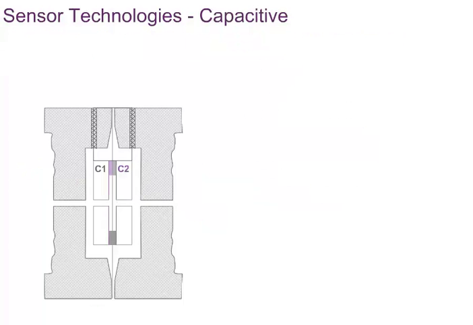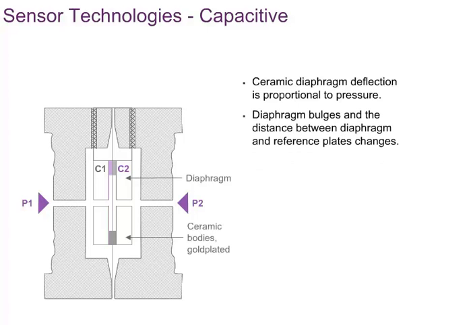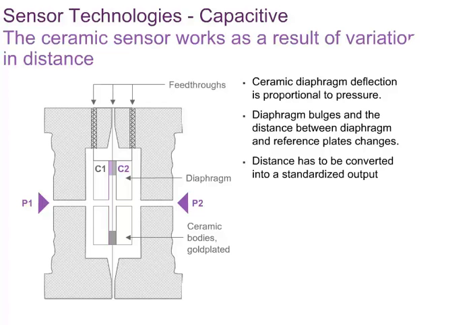The capacitive sensor is generally characterized by a ceramic diaphragm. The diaphragm deflection is proportional to the pressure received from the process. The pressure increase causes the diaphragm to bulge, thus changing the distance between the diaphragm and the reference plates. This distance has to be converted into a standardized output. The ceramic sensor works as a result of variation in distance.